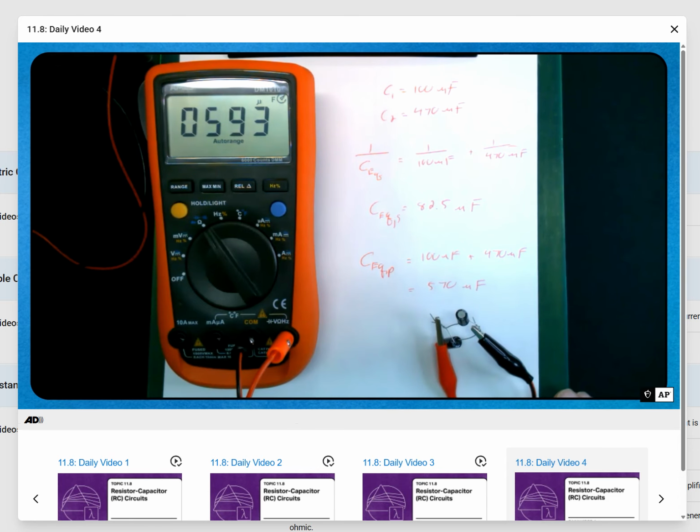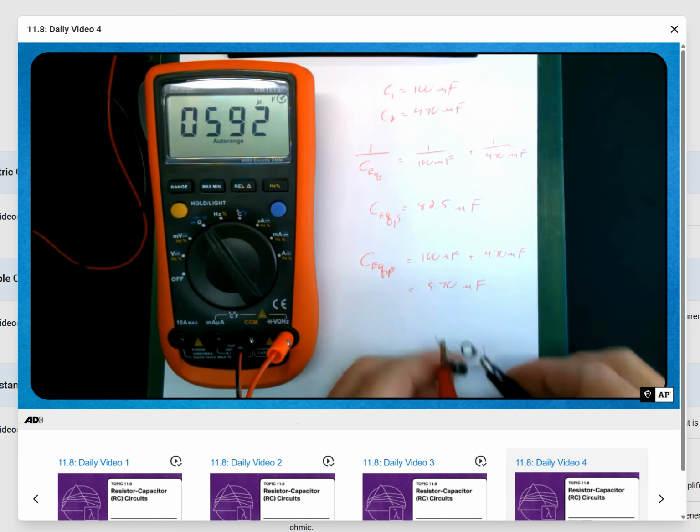That's well within the 10% we were expecting. Yes, it turns out our understanding of how capacitors work in series and in parallel is accurate. Now let's combine a capacitor with a resistor. I'm going to move all this stuff out of the way.